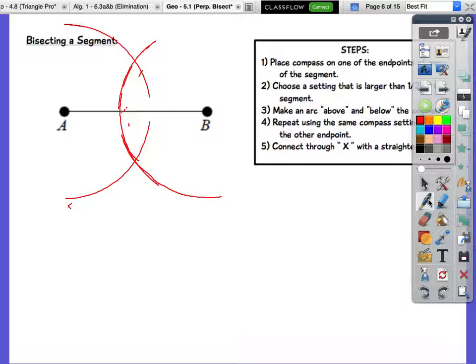No, two. You just need them to intersect. I just went through because it was easier for me to have them. Okay. Then you would take a straight edge. Your straight edge can be whatever you want it to be. It could be your phone, a calculator, ruler, whatever.